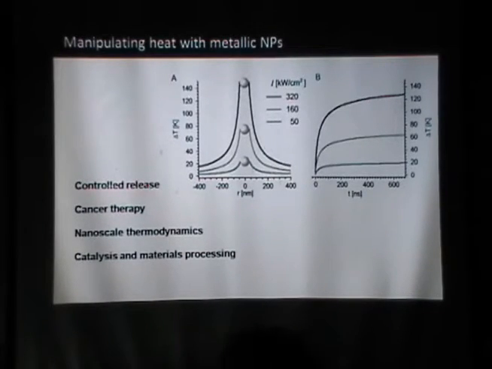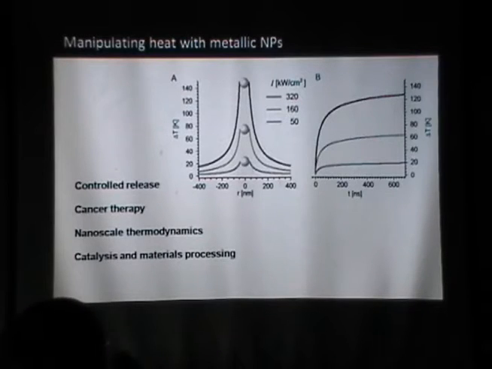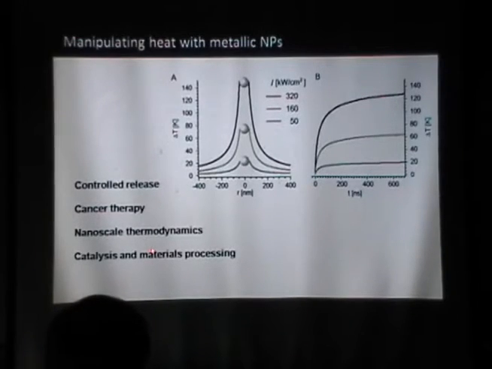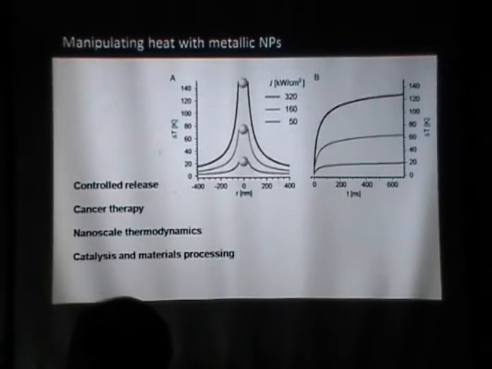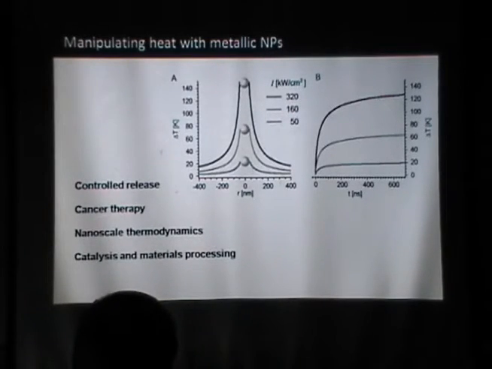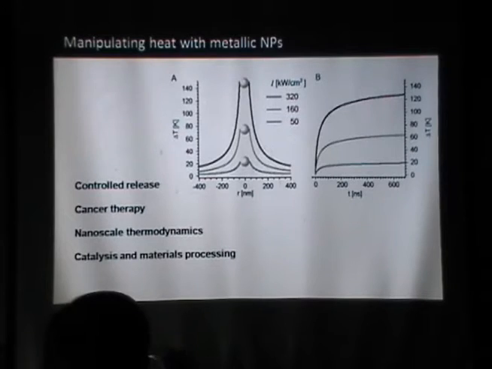For example, people have used this heating mainly to destroy things, to destroy vesicles or capsules, to perform controlled release, to destroy cancer cells or other diseased cells, and use them as a therapy agent. But they are also being used for more productive or non-destructive applications, like performing nanoscale thermodynamic experiments and doing local catalysis and processing of materials. Later on, in the second part of my lecture, I will give you an example of a nanoscale thermodynamic experiment that we did using gold nanoparticles.